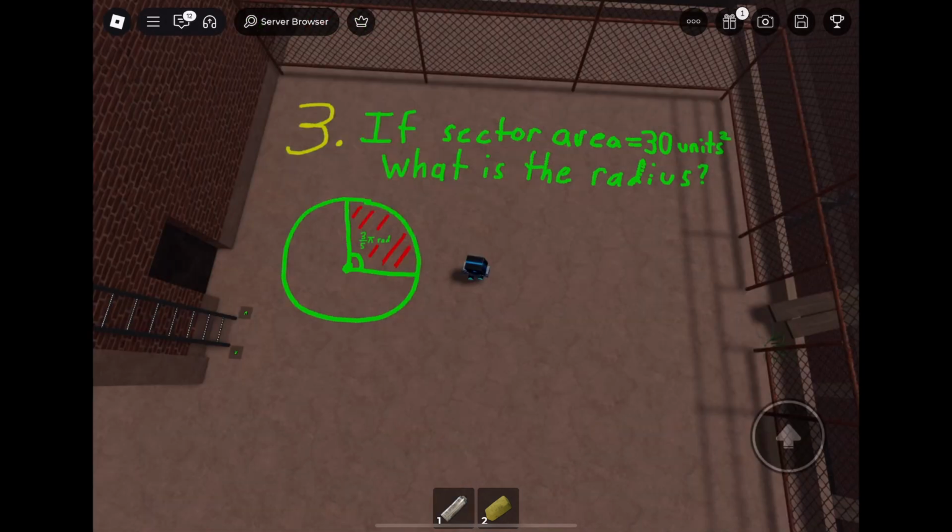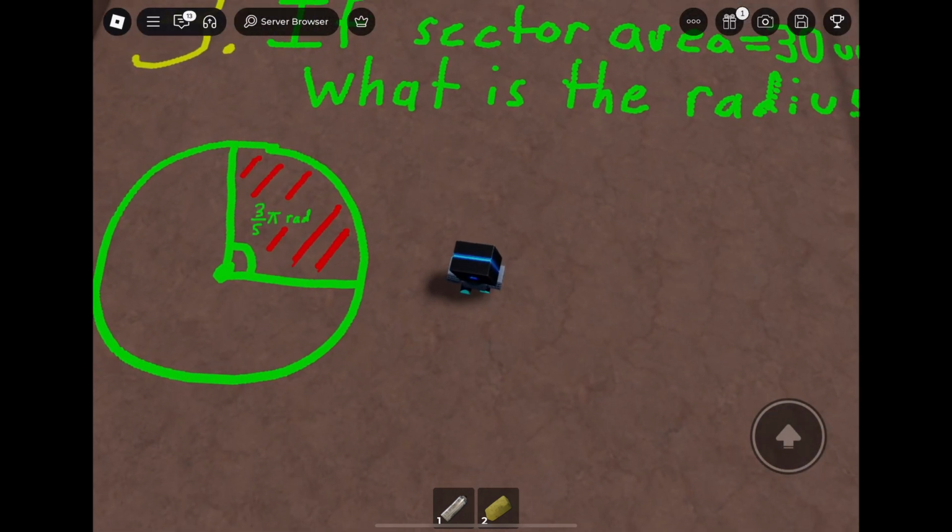In this problem, I've given you that the sector area is 30 units squared, and I want you to find the radius of this circle. To do that, I'm going to write out the sector area formula and solve for the radius. Which formula should I use? Notice that the angle I've given you is, let me zoom in a bit, 3/5 pi radians. That means we use the radians formula for sector area.